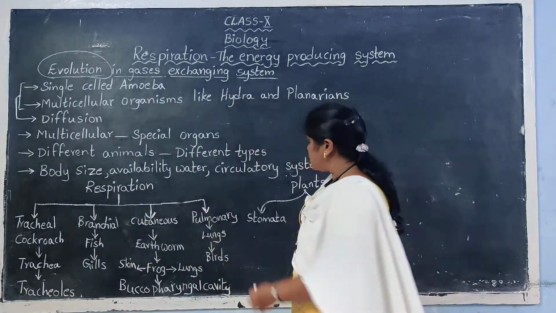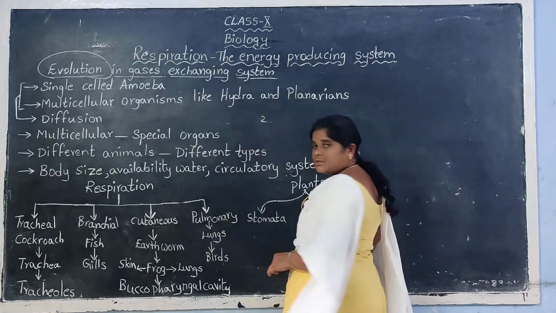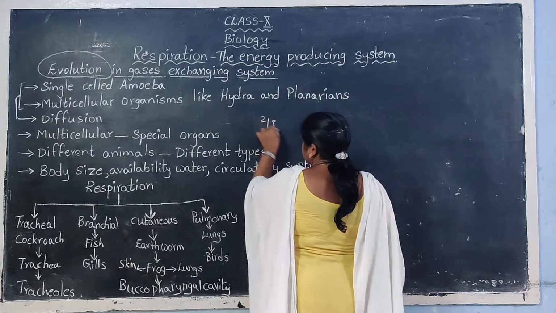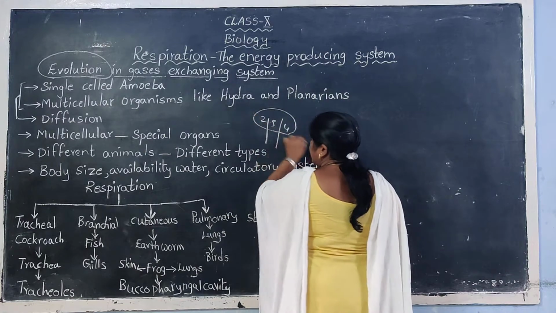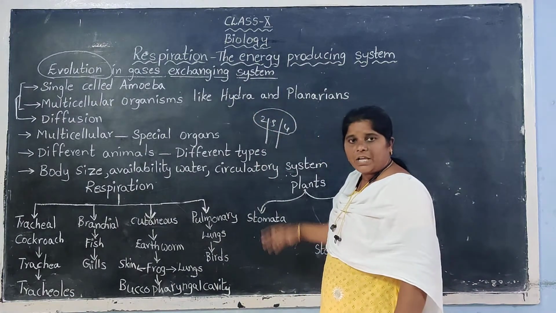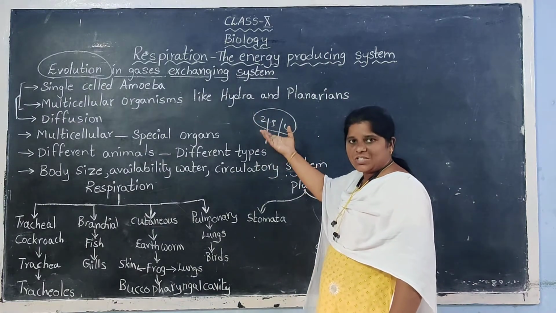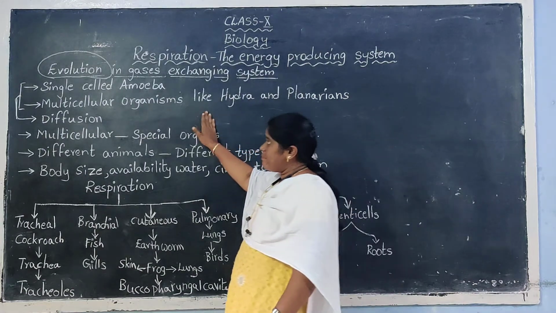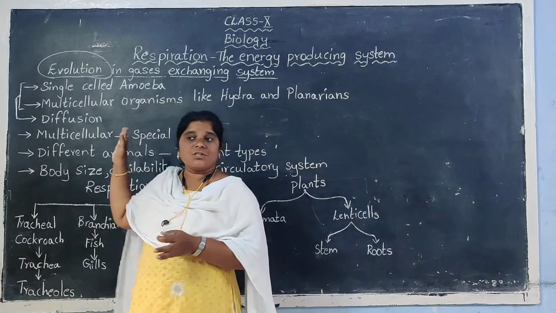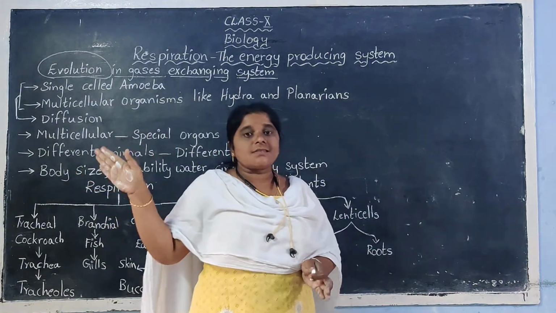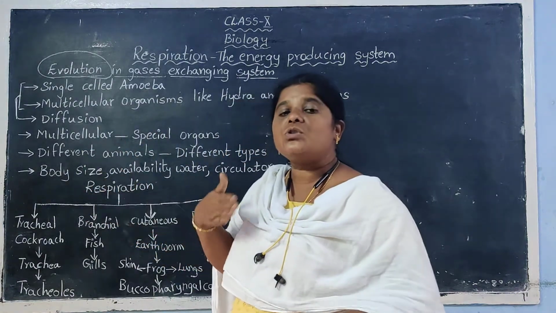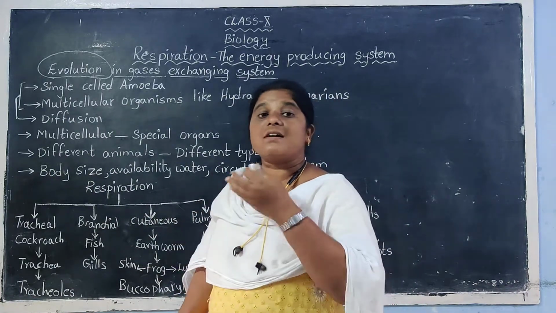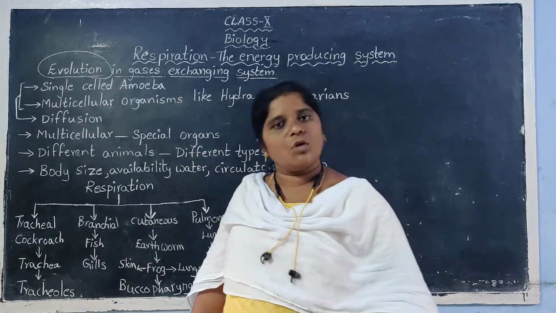Okay, now if you take fish, fish will have only 2 chambers, whereas frog will have 3 chambers, and when a human being comes, he has 4 chambers. This is called evolutionary change. In your higher classes, you will come to know about this. And what is happening regarding this respiratory system? Gases exchanging system. Due to evolutionary changes, there is development of this gases exchanging system also.